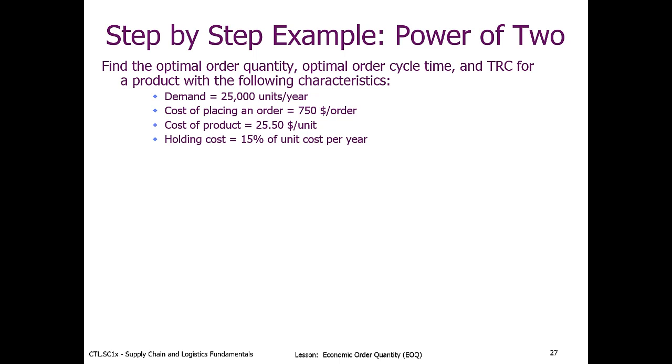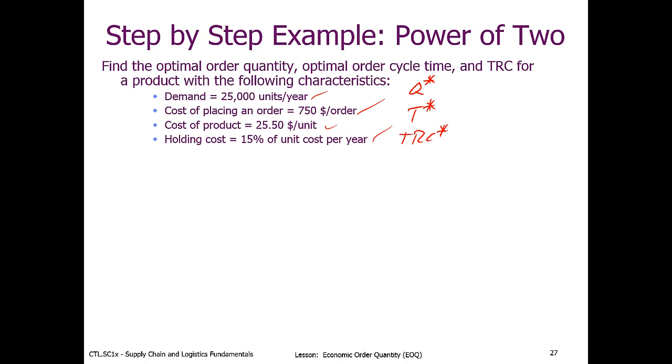So my demand is now 25,000 units per year. My cost for placing an order is $750 an order. You see the cost of the product is a little lower than it was before, $25.50, and my holding cost is 15% per year. So what I want you to do is figure out Q star, figure out T star, and figure out what your total relevant cost is. Okay, pause the video, figure these out, and when you're ready and you've got numbers, then start it again.